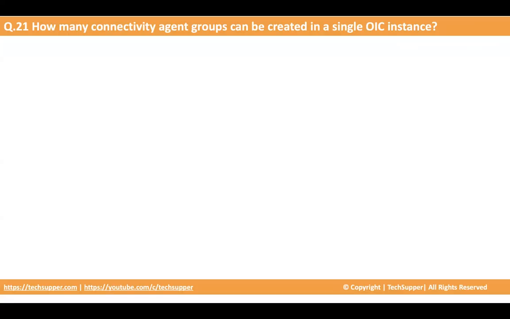So, agent group, you know what an agent group is. An agent group is like an identifier where we associate our connectivity agent. And this identifier we use in a connection to create our on-prem connection. So let's see the options available: 3, 2, 5, or 6. If you have logged in to Oracle Integration and seen how many agent groups you can create, then you can find the answer. The correct answer is 5.